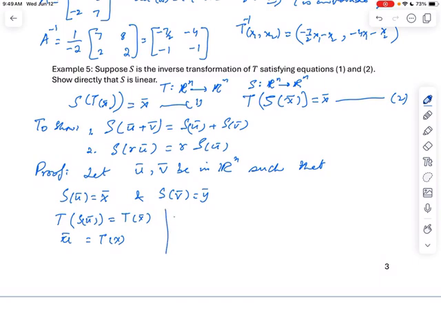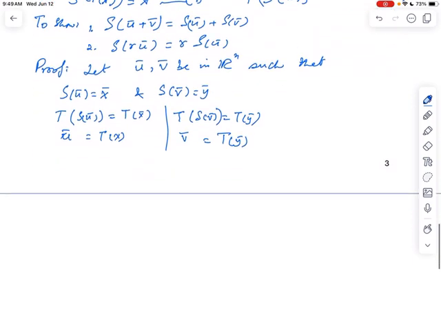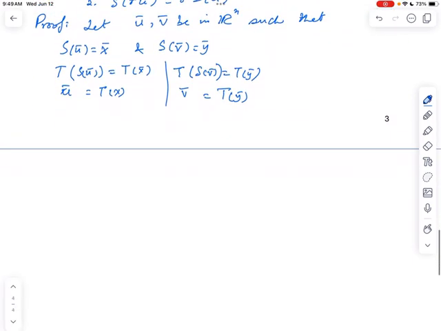And in the same way, on this side, we apply T. So T of S of v is equal to T of y. So we get v on this side, and so v is equal to T of y. So now, for the first one, S of u plus v, I can write it as, because u is T of x and v is T of y.